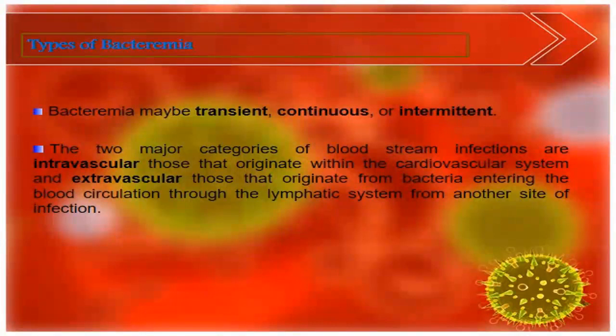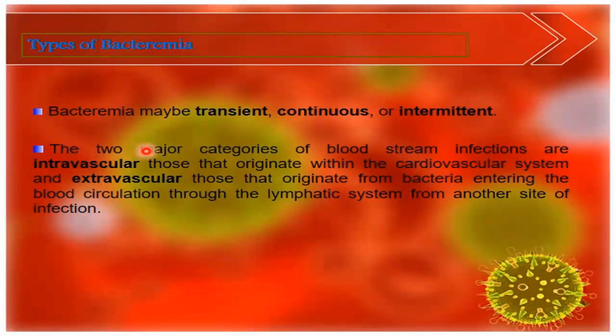Now, after clearly defining bacteremia, what are the types of bacteremia? Bacteremia may be transient, continuous, or intermittent. Transient, as we saw with parasitic infection, for example Toxoplasma gondii. That means the microbe, whether bacteria, parasite, or fungi, may be found transiently in the blood. Then continuous or intermittent.